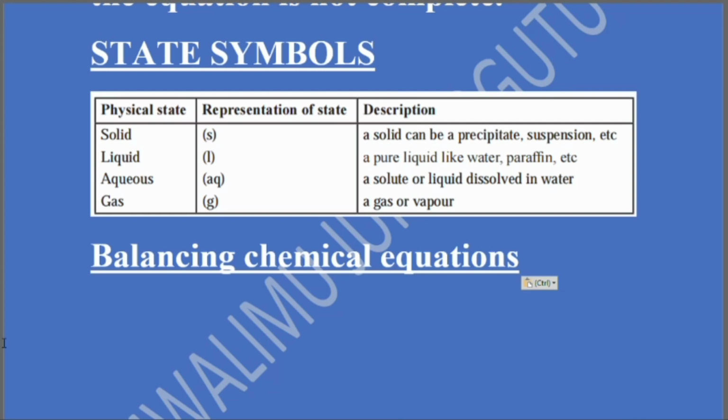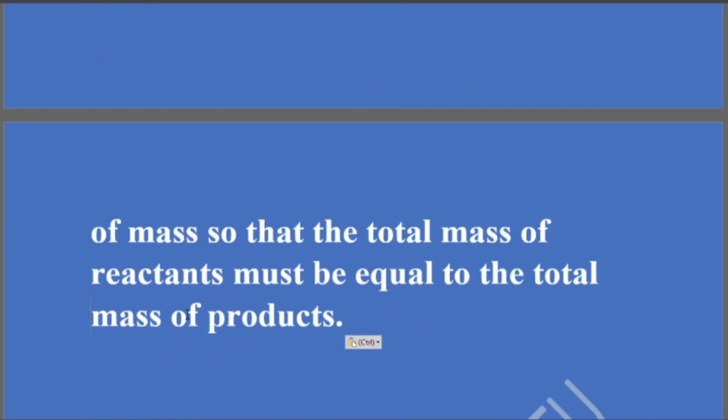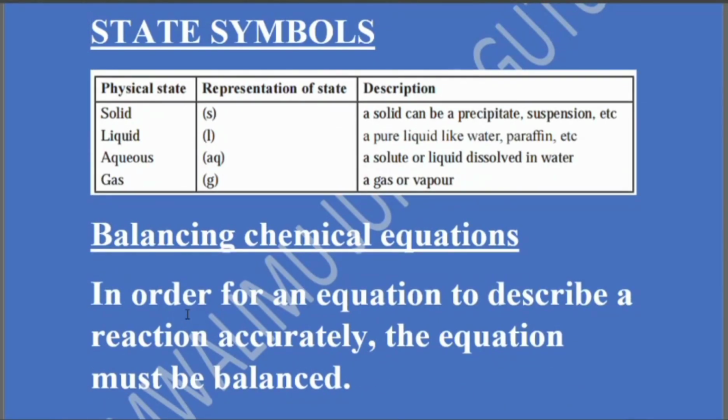So in order for an equation to describe a reaction accurately, the equation must be balanced. Remember, it must be balanced. A chemical reaction should always follow the law of conservation of mass, so that the total mass of reactants must be equal to the total mass of the products.